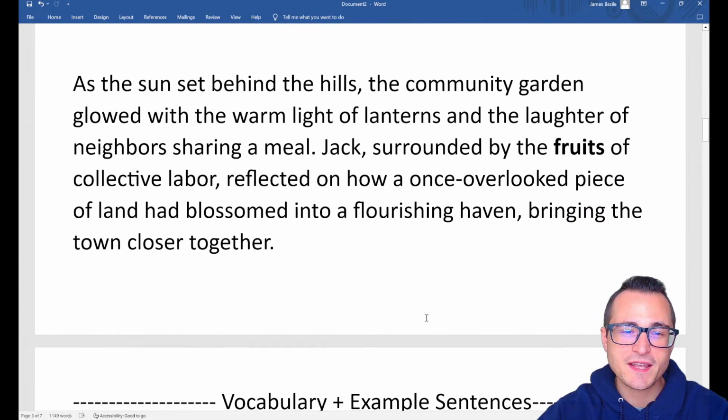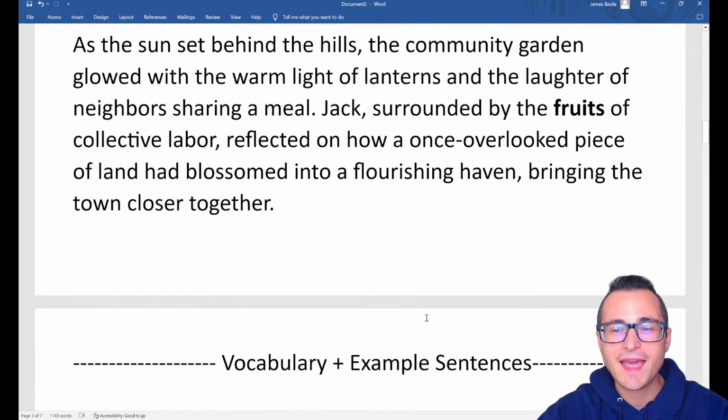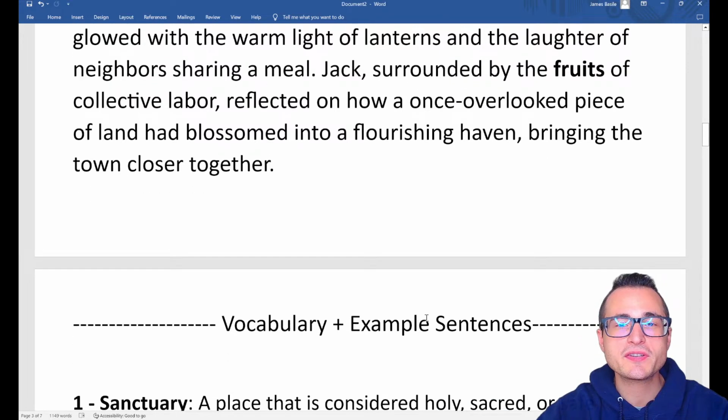As the sun set behind the hills, the community garden glowed with a warm light of lanterns and the laughter of neighbors sharing a meal. Jack, surrounded by the fruits of collective labor, reflected on how a once overlooked piece of land had blossomed into a flourishing haven, bringing the town closer together.